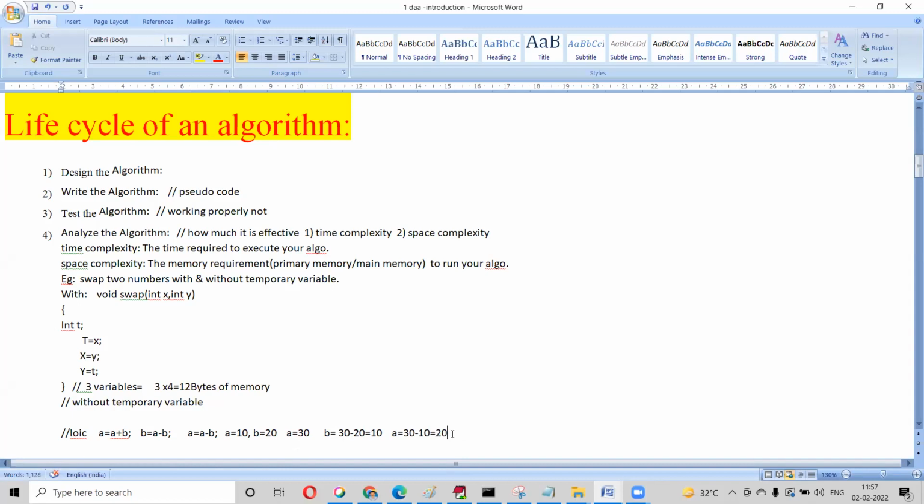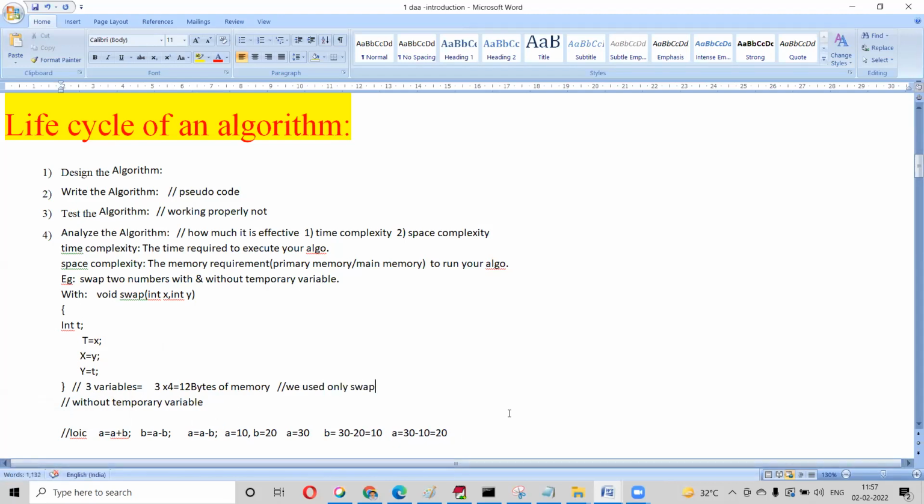By using simple mathematical operations, you try to reduce the memory requirements. But you need to think about the operations. What are the operations here? In the first case, with a temporary variable, we used only swap operations.